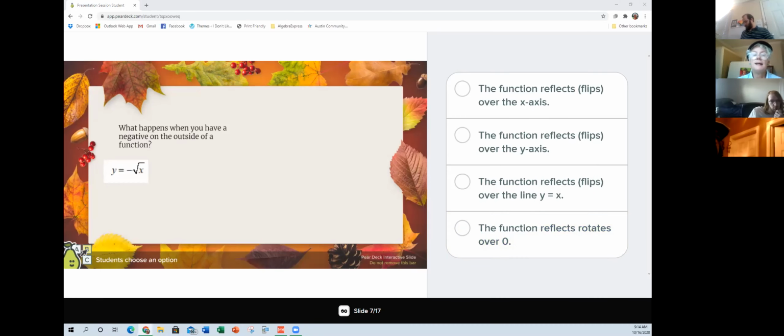What happens when you have a negative on the outside of a function? What do you think happens when you have a negative on the outside of a function?